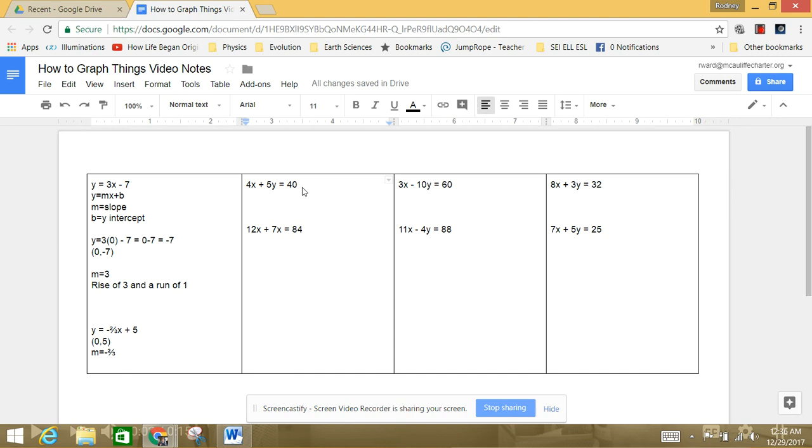Now, you may recall that we have some cheat codes to work with this. This is in the form ax plus by equals c, where a, b, and c are just numbers in the equation. They are called coefficients. A is the coefficient of x, b is the coefficient of y, and c we call the constant coefficient.